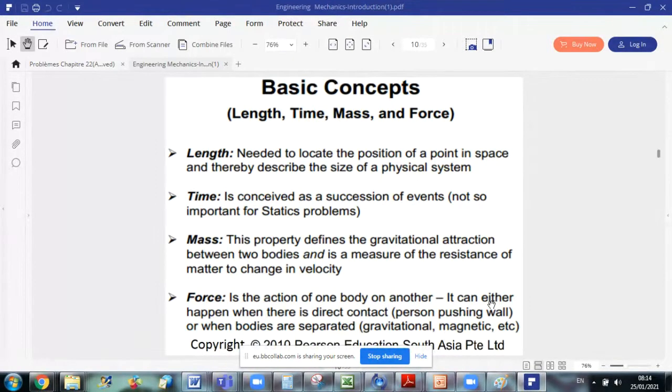Now, the basic concepts we will use in this course are length, time, mass, and force. And you know that length is needed to locate the position of a point in space, and it will describe the size of the physical system. Time is conceived as a succession of events, and it's not important for static problems because, as we said, we don't have variation in time for statics problems, while it's a very important parameter in dynamics. Mass is the property that defines the gravitational attraction between two bodies and is a measure of the resistance of matter to change in velocity.